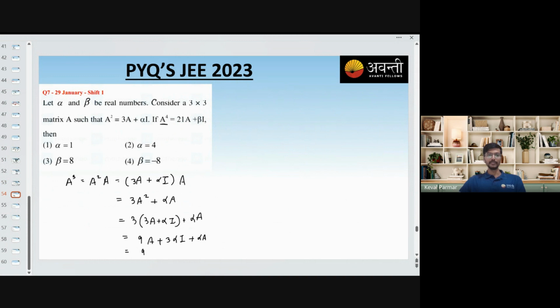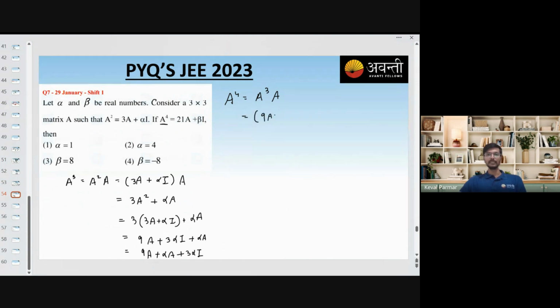Let us group together 9a plus alpha a plus 3 alpha I. Correct? What will be now a to power 4, guys? A to power 4 will be a cube into a. What is the value of a cube?